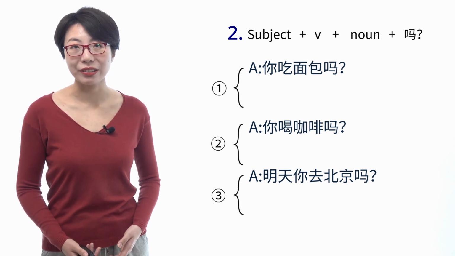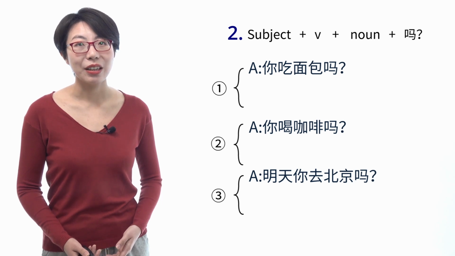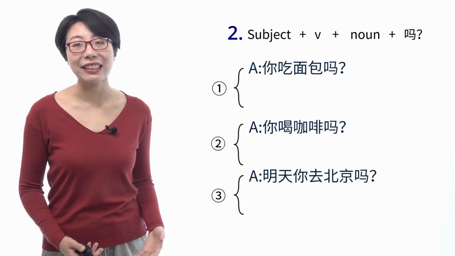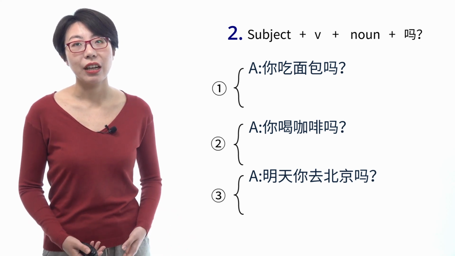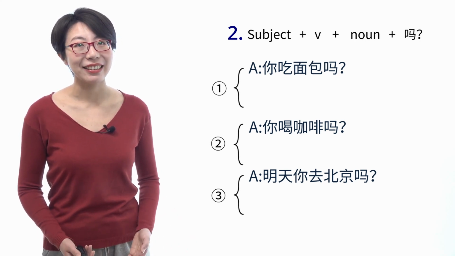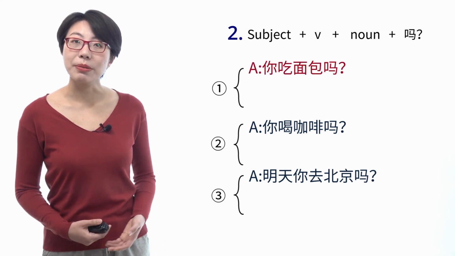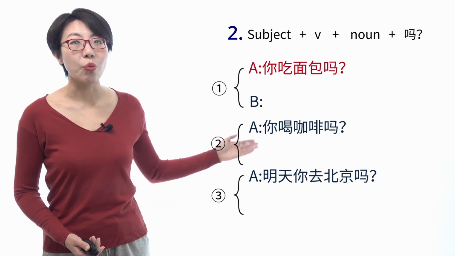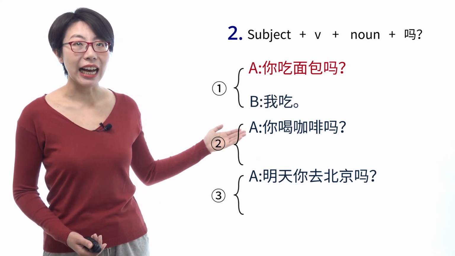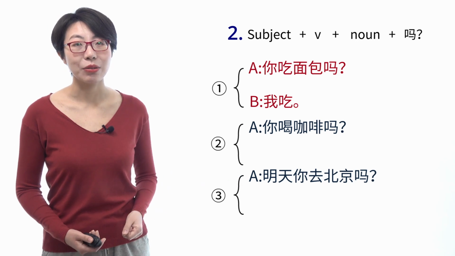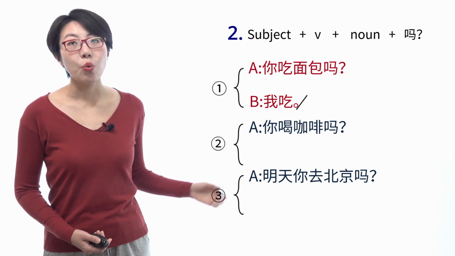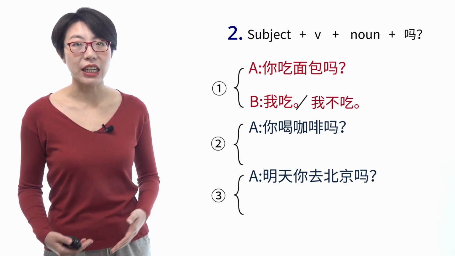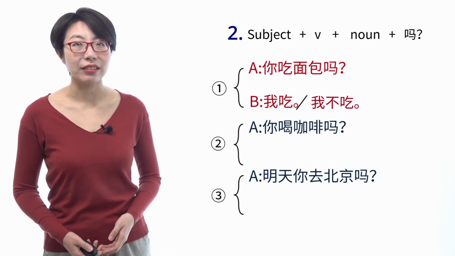So this is a question. And how to answer it? First, if it's a affirmative answer, you can repeat the subject and verb. Object can always be omitted. So, for example, 你吃面包吗? Yes, I do. 我吃, I eat. 我不吃, I don't eat.